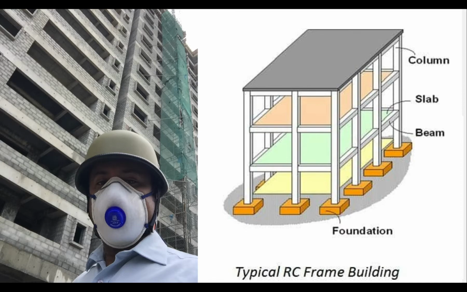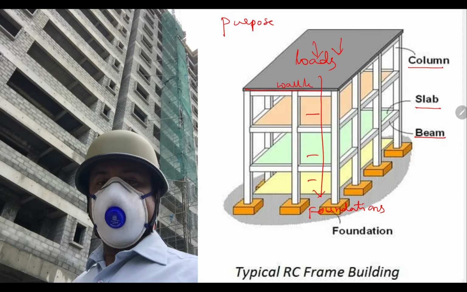So now, as I told you so many times, the main purpose of the structure is to transfer the loads which are coming on the floors to the foundation. To transfer these loads which are coming on the floors to the foundation, we have columns, beams and slabs. Of course, the loads we are applying on the slabs, and on the beams we are applying the wall loads or the partition loads. Then those loads will be transferred to the columns. The columns are the ones which transfer loads to the foundation.